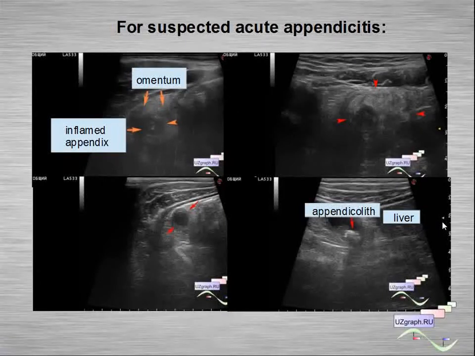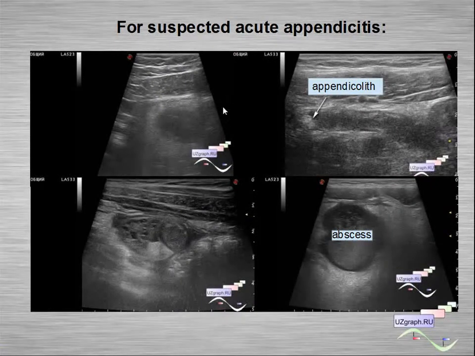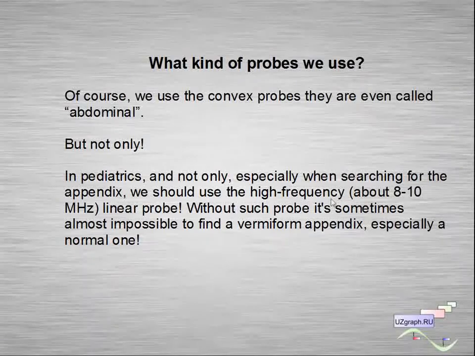In other examples, an anechoic inflamed appendix and omentum around. Another example, appendix, omentum, appendicolith inside the appendix, appendix and omentum, typical periappendicular infiltrate. In other examples, abscess, omentum, periappendicular abscess, appendix, omentum, appendicolith, appendix, abscess, omentum.